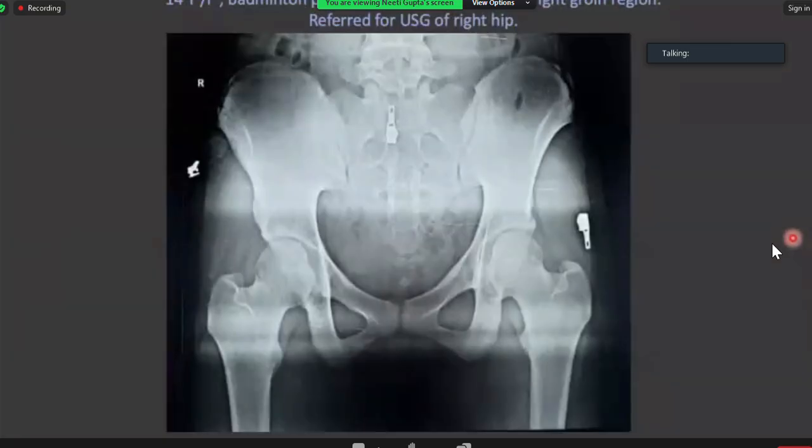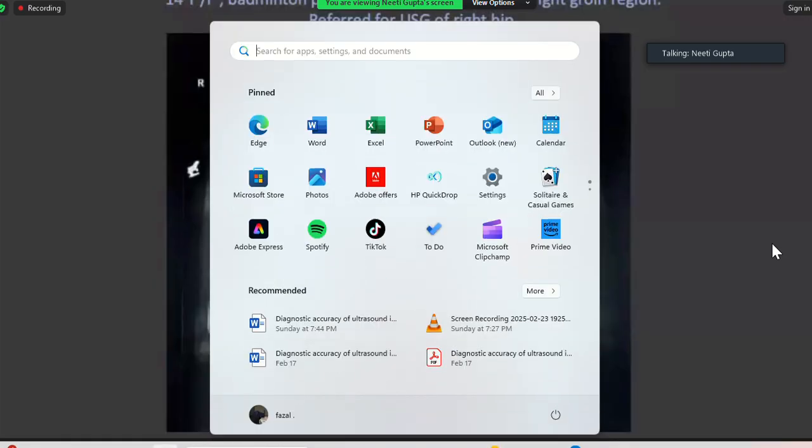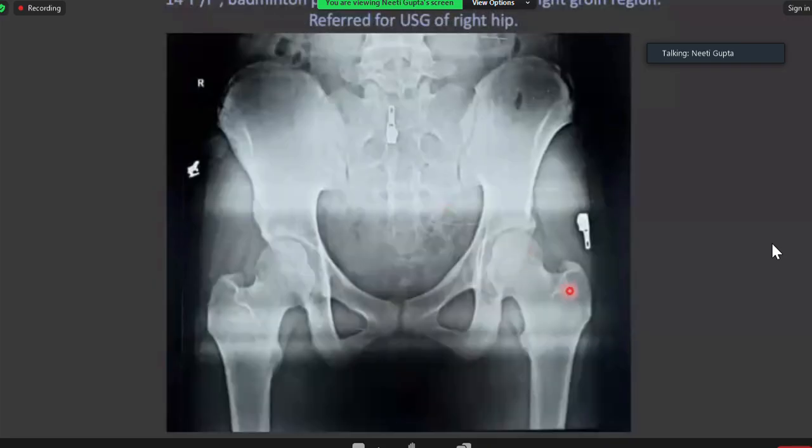Now, to highlight the role of ultrasound, I would like to show you all this case of a 14-year-old female athlete who came with complaints of pain in the right groin region. The pelvic radiograph elsewhere was reported as normal, and the child was referred for an ultrasound of the right hip. I'll just skip to the ultrasound images.